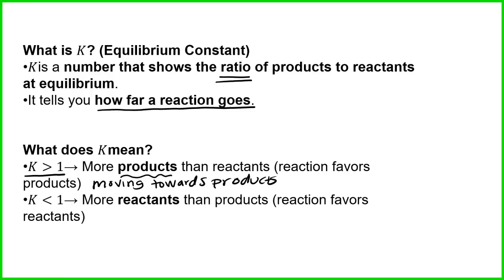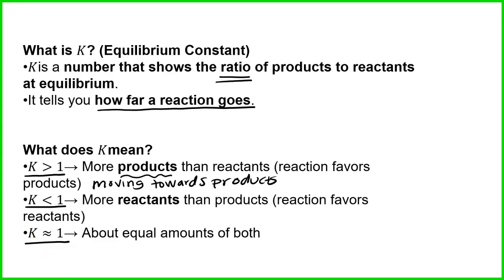In comparison, if K is less than 1, there's more reactants than products, which means that it's rapidly making reactants and moving towards the left. And if K is about 1, then equal amounts of both.